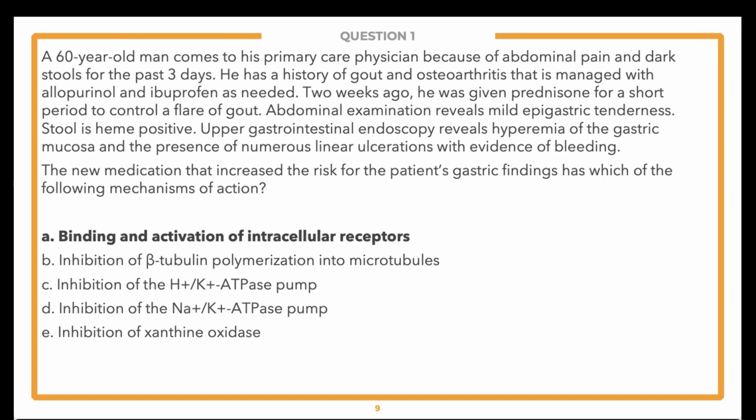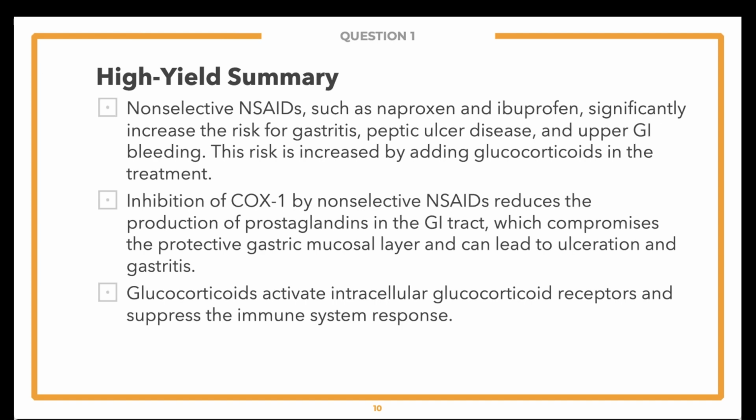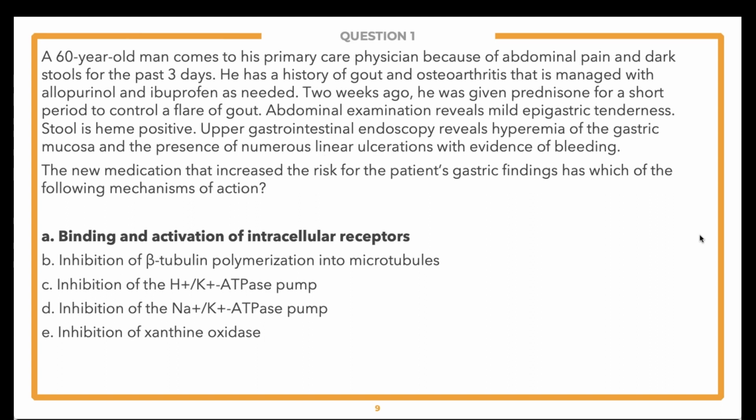So this brings us to step three, right, which is figuring out the drug mechanism. So the glucocorticoids bind and activate intracellular glucocorticoid receptors, and suppress the immune system response to multiple inflammatory conditions like gout, right? So let's look at those other answer choices here. I'll jump back here for a second.